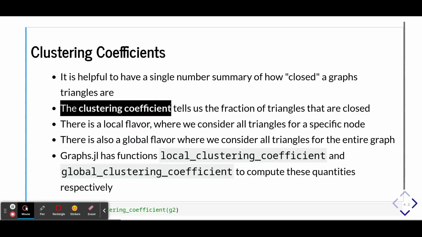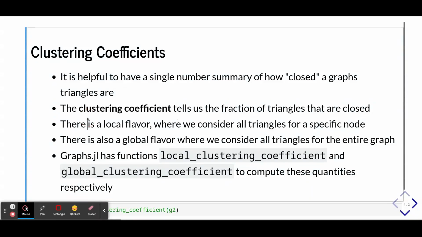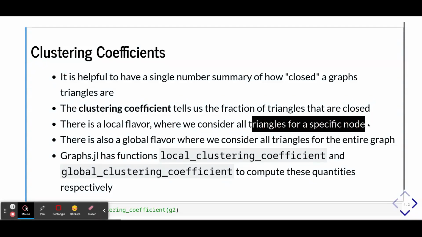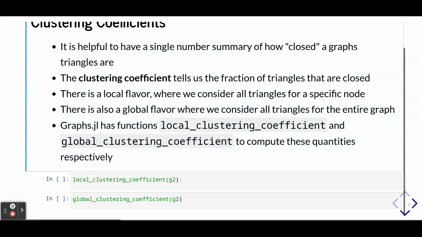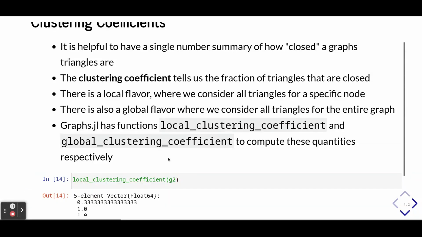There is another statistic we can compute called the clustering coefficient. The purpose of the clustering coefficient is to tell us the fraction of triangles in a graph that are closed. Now, there are two versions of this clustering coefficient. There's a local version, where we think about the fraction of triangles that are closed at a specific node. And there's also a global version, where we think about all of the triangles for our graph. Let's take a quick look using G2, which has that one closed triangle, as our graph. Let's look at both of these variables.